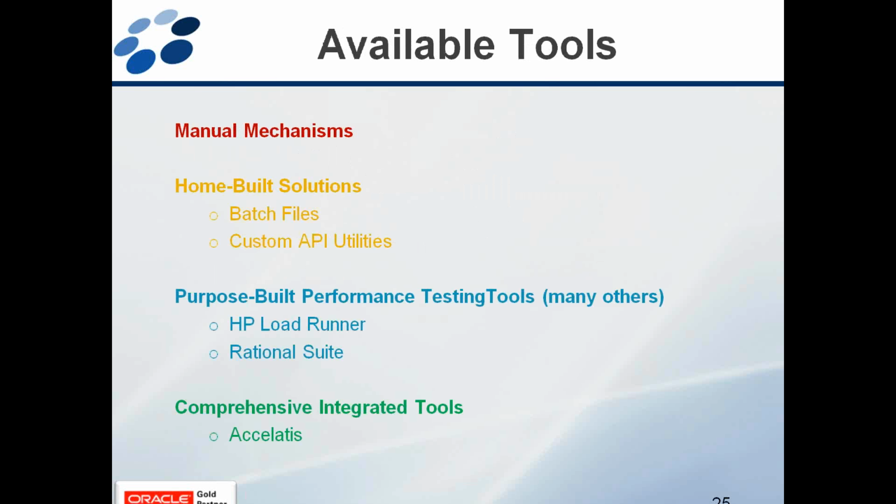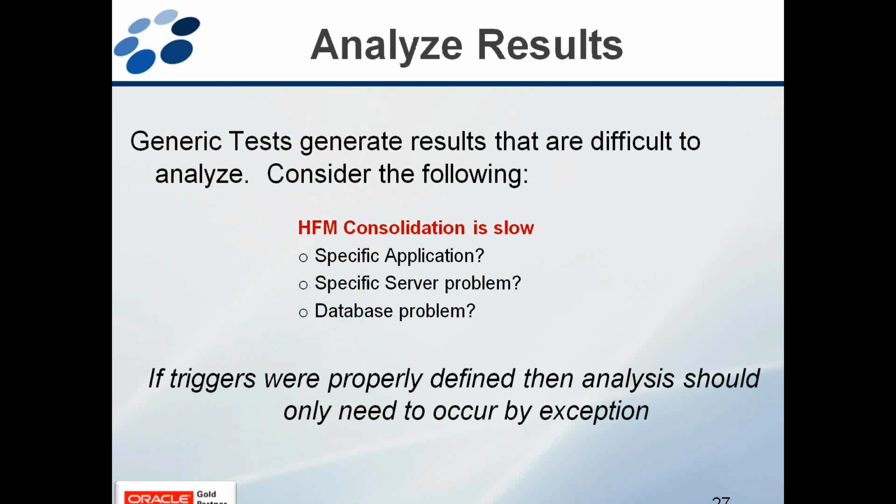Okay. Available tools, again, you could do it manually. I see a lot of people doing homemade solutions, which can be crude but effective, but not terribly scalable or repeatable. There's a lot of tool suites out there, whether it's HP LoadRunner or the Rational suite. Very few of them do anything that is Hyperion specific. The thing with Accelatis is that it's specific for EPM, or we have specific libraries for EPM, and more importantly, it's integrated with automation capabilities and monitoring capabilities, so it really ties it all together.